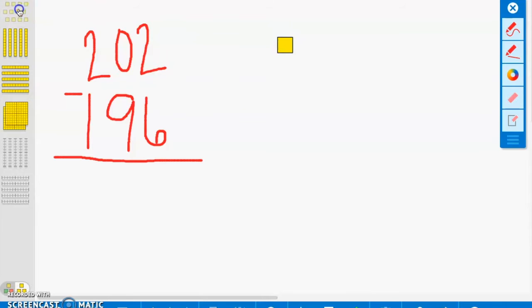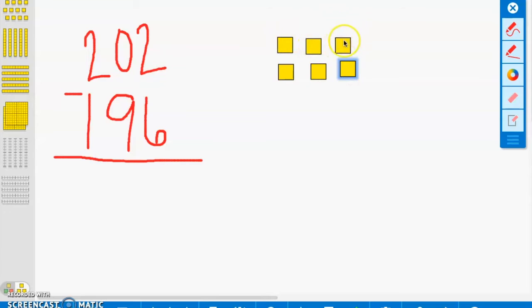197, 198, 199, 200, 201, 202. Once they got to the number 202, they would count up all the single cubes that they have put out to get the answer.